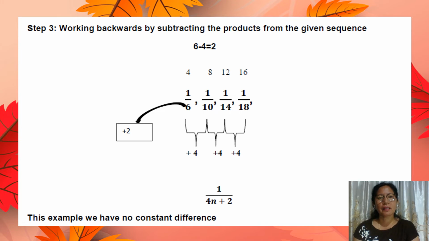Step 3, again, we are going to work backwards by subtracting the products. Now, 6 is subtracted by 4, so we come up with 2. 10 subtracted by 8, again, the answer is 2. 14 subtracted by 12, the answer is 2. And 18 is subtracted by 16, the answer is 2. So meaning to say, we will write plus 2. After 4n, we will write plus 2, or 1 over 4n plus 2.